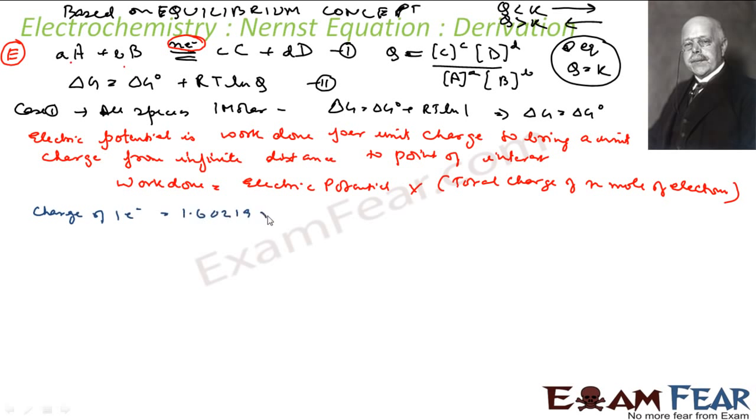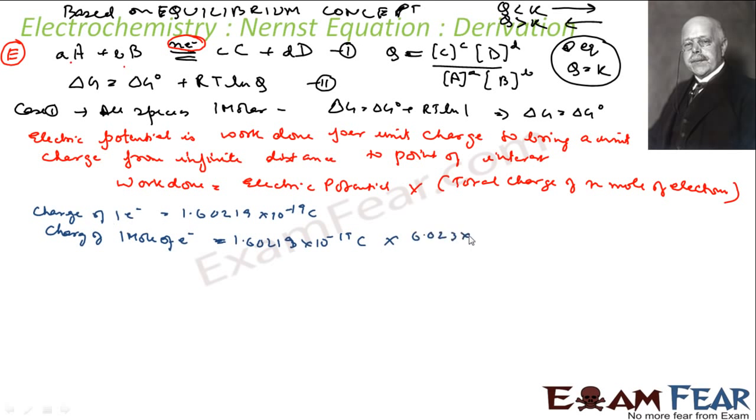1.60219 into 10 to the power minus 19 coulomb is the charge of one electron, right? So I have to find the charge of 1 mole of electrons. It will be the same number which we have got, 1.6 into 10 to the power minus 19 coulomb, and we will multiply it with the number of electrons in 1 mole. That is nothing but Avogadro number, 6.023 into 10 to the power 23. Because if you talk about 1 mole of electrons, you're talking about this many electrons, correct? And that is nothing but 96500 coulomb.